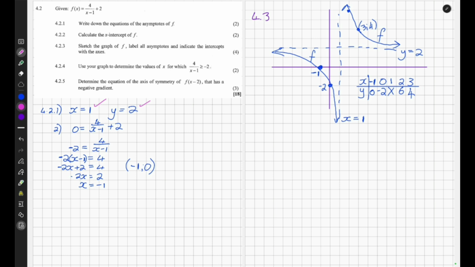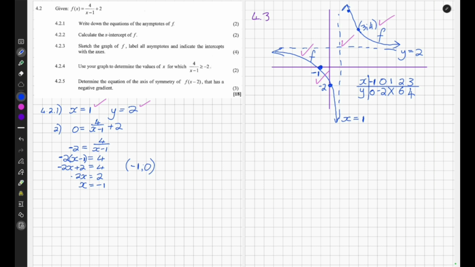So how would I get my 4 marks? I'd get a mark for asymptotes. Okay, so I'll get 1 mark. Then I'll get a mark for the right-hand arm being correct, and then for my intercepts, and then for the general shape of the graph. So 4 marks for that question.